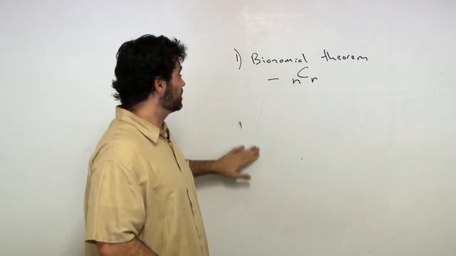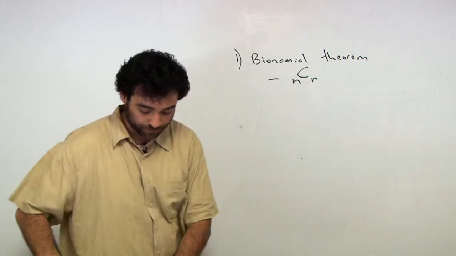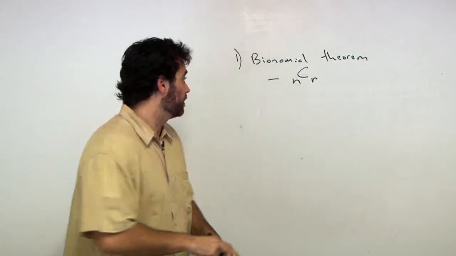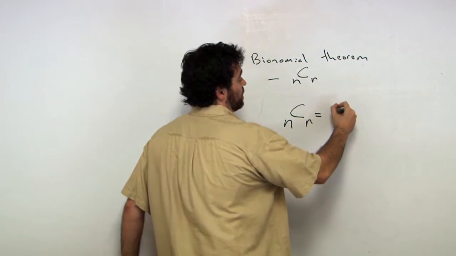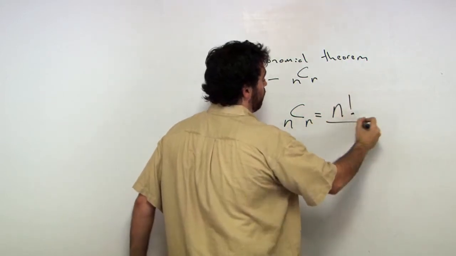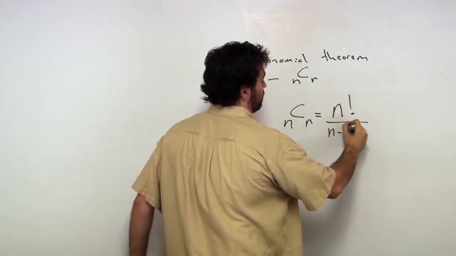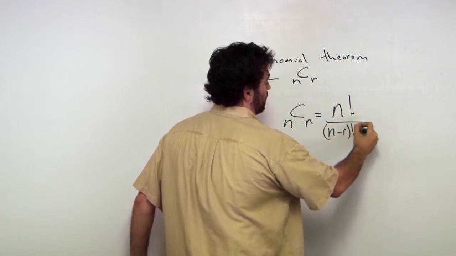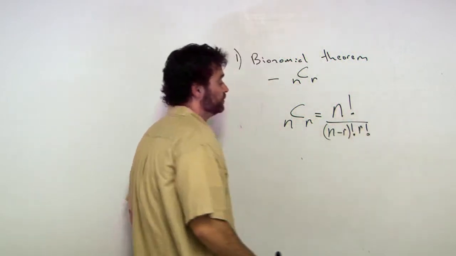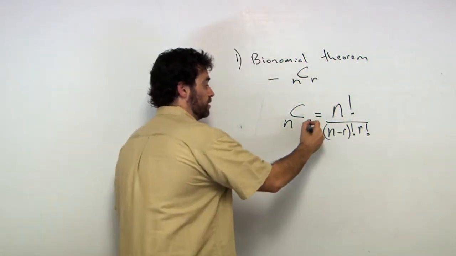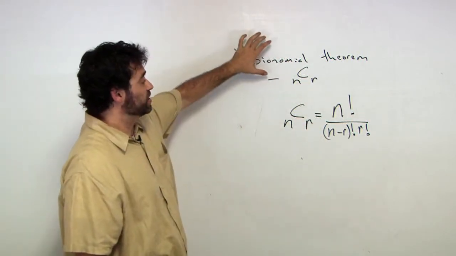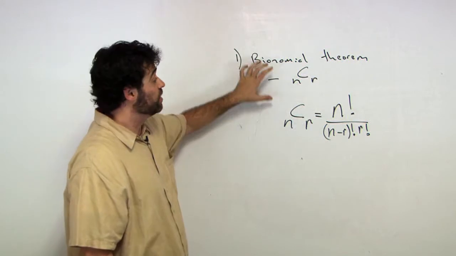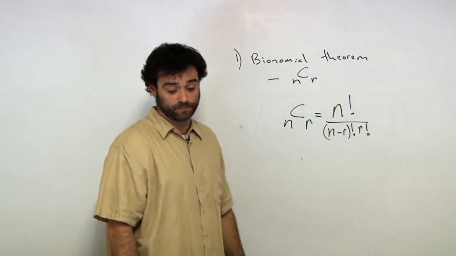We used the C formula, and again, our C formula for C n r is going to give us n factorial over n minus r factorial times r factorial. And remember, why do we use the C formula? We use the C formula because that turns out to be the coefficients for our binomial expansion.